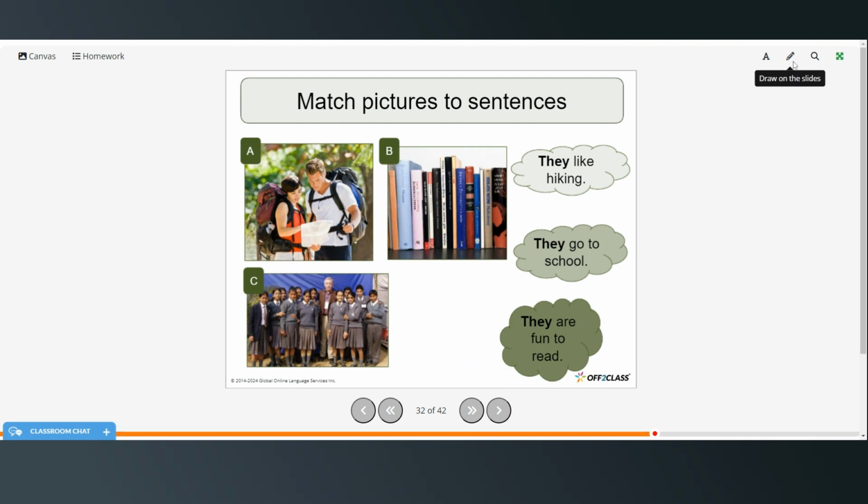They like hiking, so with they, it would be more than one person. So that would be picture A. They like hiking. They go to school. Would be the school children here. They are fun to read, meaning the books. So they can be either people, things, or animals. There's no different plural of the word it.